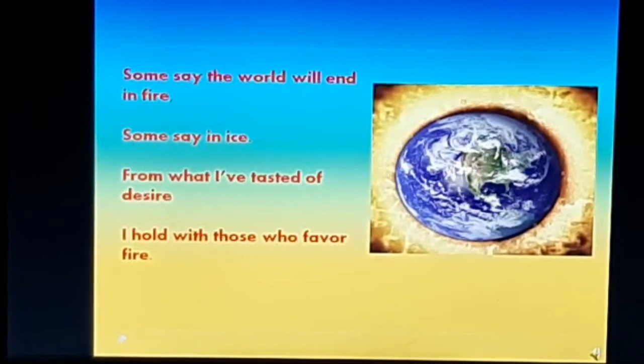The first paragraph. Some say the world will end in fire, some say in ice. From what I have tasted of desire, I hold with those who favor fire. It means people say that earth will end because of their unlimited wants and desires. And some people say it will end because of their hatred for each other. According to the poet's experience, the poet also thinks that the earth will end because of desires, that is fire.